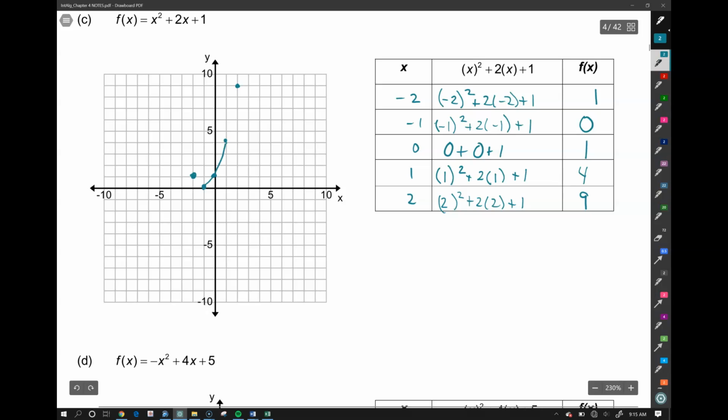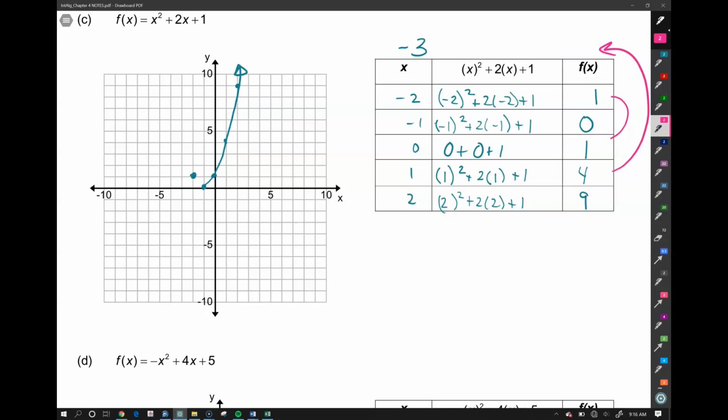So I see the U shape here. It should be symmetric, right? So what should the y value of negative 3 be? What do you think the y value of negative 3 would be without even plugging it in? 4. Let's make sure we're right. Negative 3 squared plus 2 times negative 3 plus 1. So this is 9 minus 6 plus 1. It's 4. So you knew what it would be without even plugging in.